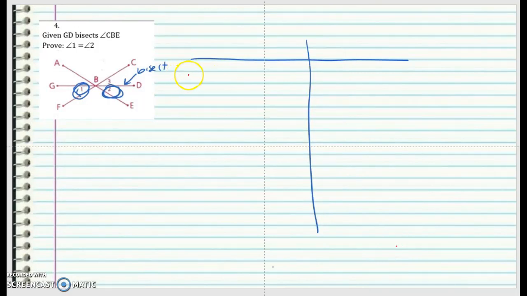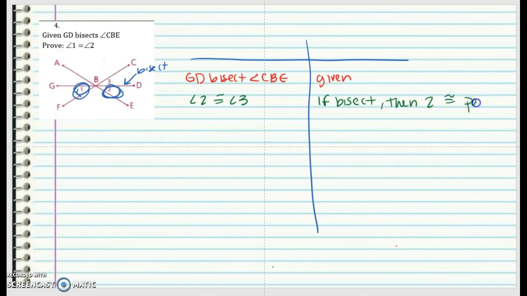All right, now this one deals with bisecting. Let's see what we got here. GD bisects CBE, and angle 1 is equal to angle 2. That's what I'm trying to prove. All right, let's see what we got. Write down what you know. Again, you have to go through and use your givens. So because GD bisects CBE, I can say angle 2 is congruent to angle 3, because if I have bisecting, then 2 congruent parts.